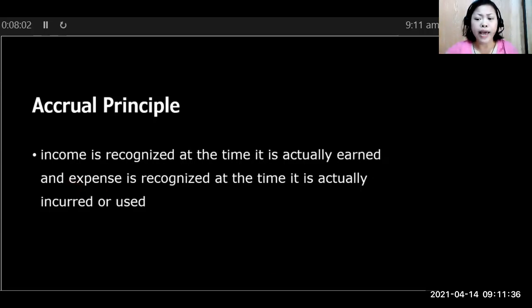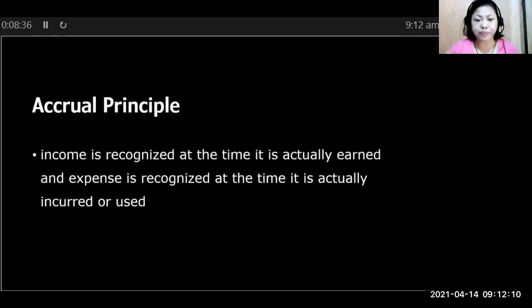Thus, a receipt of cash does not necessarily mean a recognition of an income. It does not necessarily mean that if you receive cash, it's already automatically an income. And if you issue cash or make a payment, it does not necessarily mean it's already a recognition of an expense. So we have to take note of that.